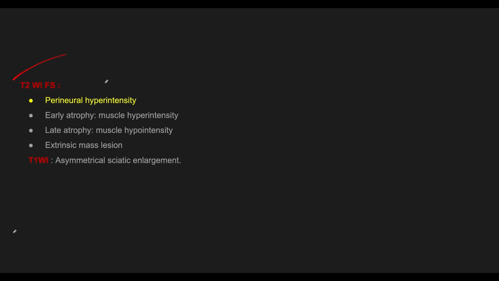T2 weighted will definitely show you the perineural hyperintensity adjacent to the sciatic nerve. When there is early atrophy, you can see muscle hyperintensity. Late atrophy will show you muscle hypointensity. Sometimes you may see an extrinsic mass lesion compressing on the piriformis muscle. In our case, there was a small hematoma which was compressing on the piriformis muscle and also the sciatic nerve. In T1 weighted imaging, you can see atrophy of the piriformis muscle and also sciatic nerve enlargement.